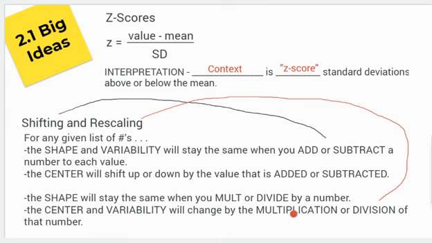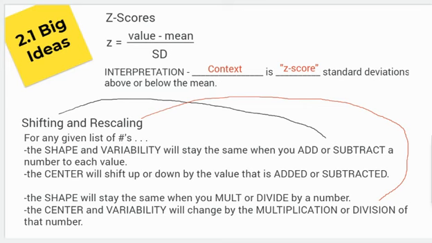For rescaling, which is multiplying and dividing by something, the shape of the distribution stays the same, but the center and the variability will change by whatever you multiplied by or whatever you are dividing by. And the reason why we're even bringing up shifting and rescaling is because that's what we're doing when we find a z-score. We're shifting by subtracting the mean from every data value, and we are rescaling by dividing by the standard deviation.